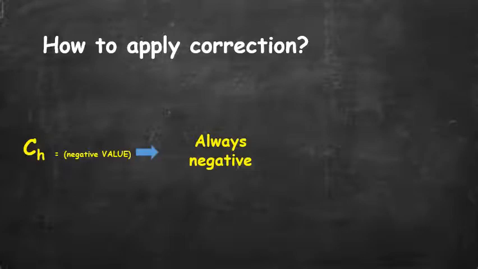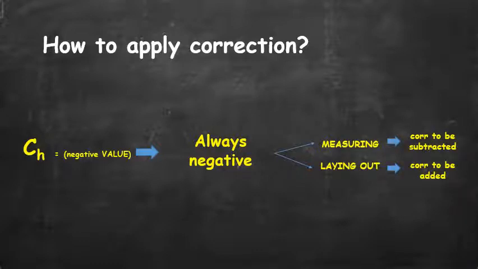So when we say always negative, that is too short. So pag nagme-measure tayo, that is correction should be subtracted. And if we're laying out, correction are added. Okay, take note of the following. Yung ating correction due to slope is always negative.